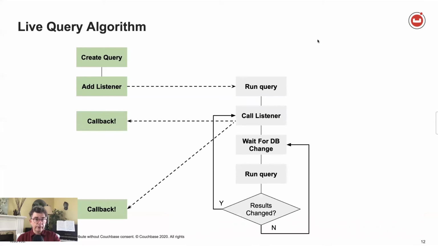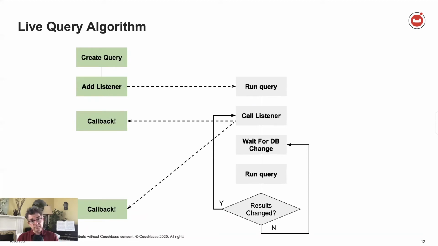Here's the algorithm in a nutshell. On the left side, the green boxes are what you're doing and what you see, and on the right is what's happening down inside of Couchbase Lite. So you create this query and you add a listener. And that triggers Couchbase Lite to run the query. It does this on a background thread. There's a single background thread per database instance for doing this. Once the query finishes, it calls your listener. So you get the initial results.